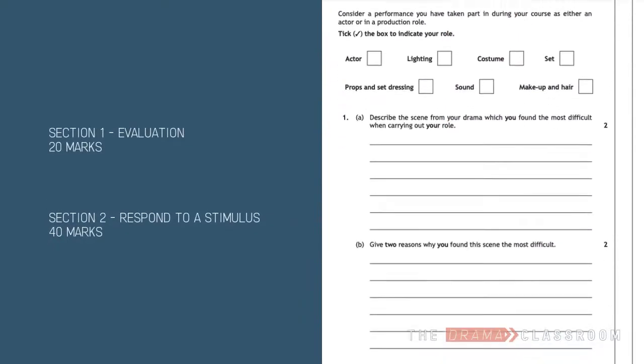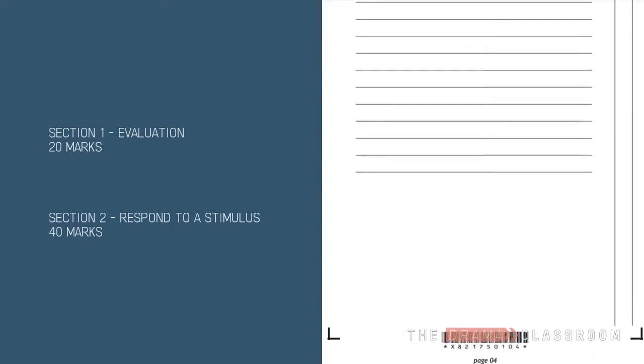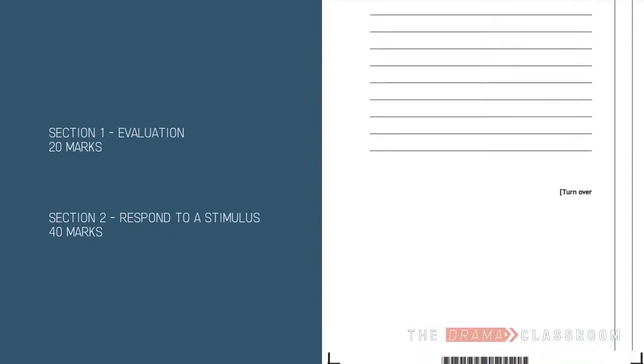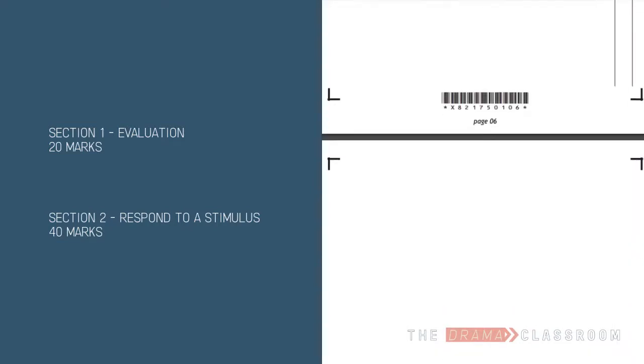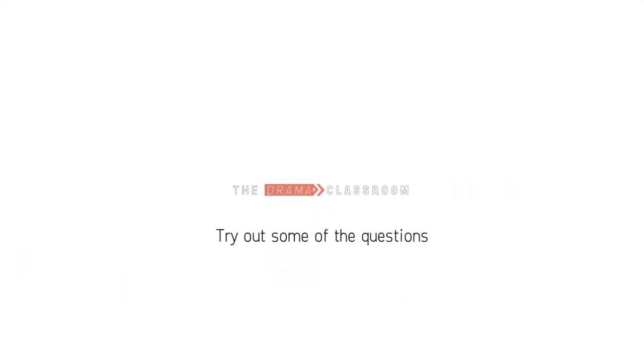So there we have it. Section 1 is evaluating a performance you've been part of, which is worth 20 marks. And Section 2 is responding to a stimulus and answering questions based on that stimulus, and that is worth 40 marks. So now it's over to you to maybe try out some of the questions.